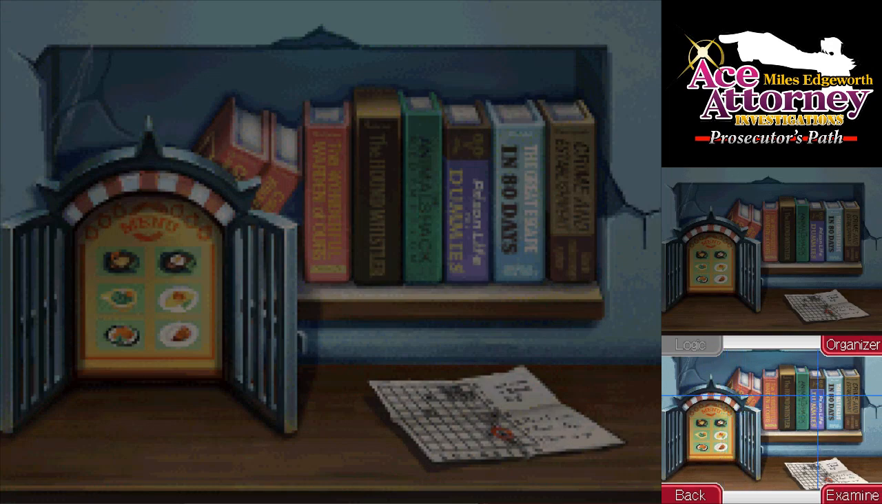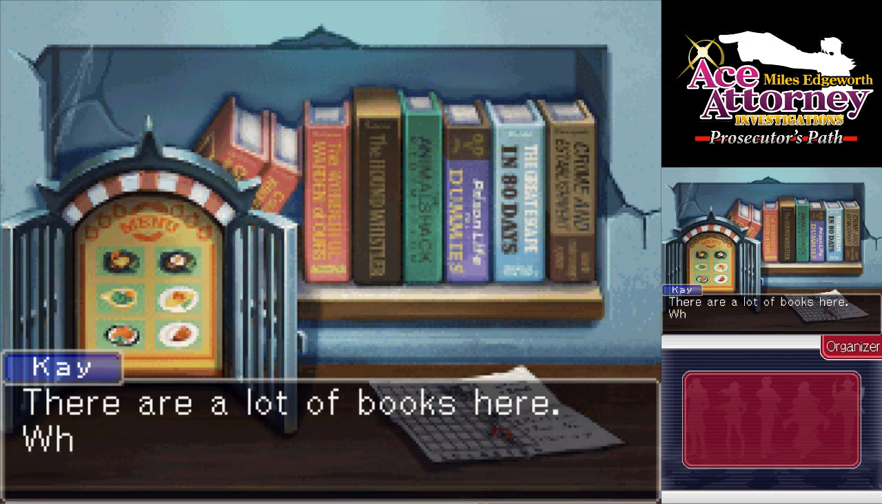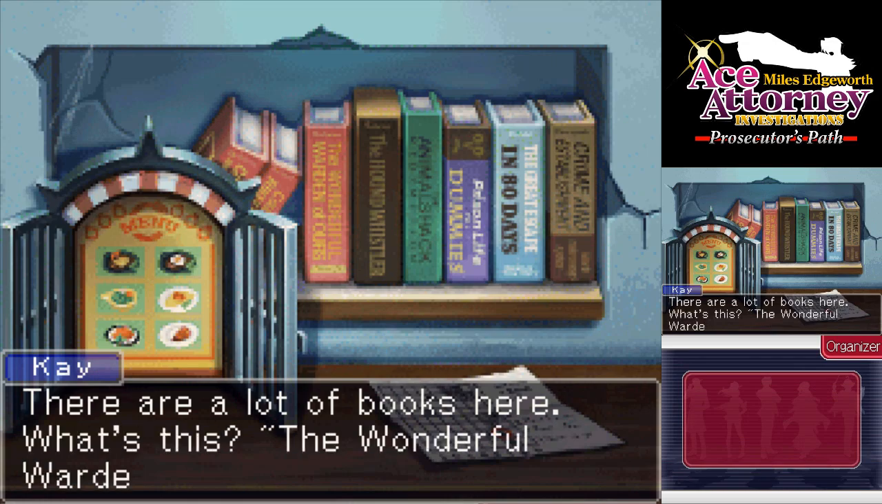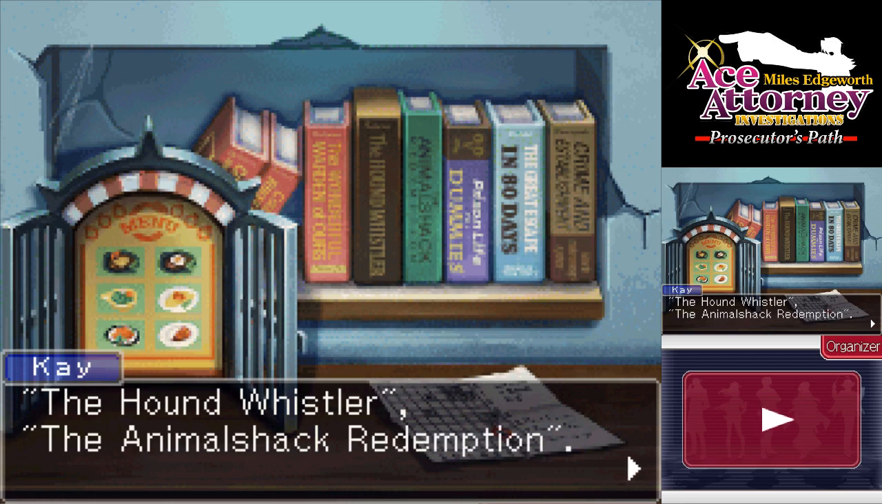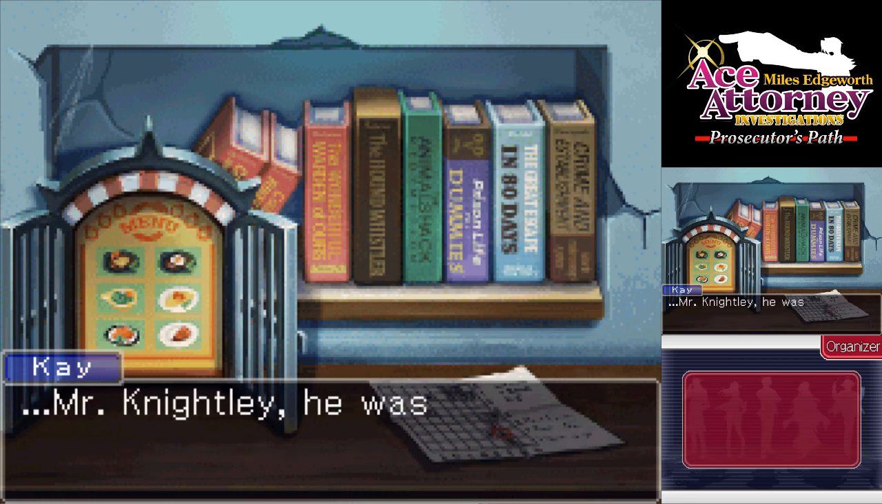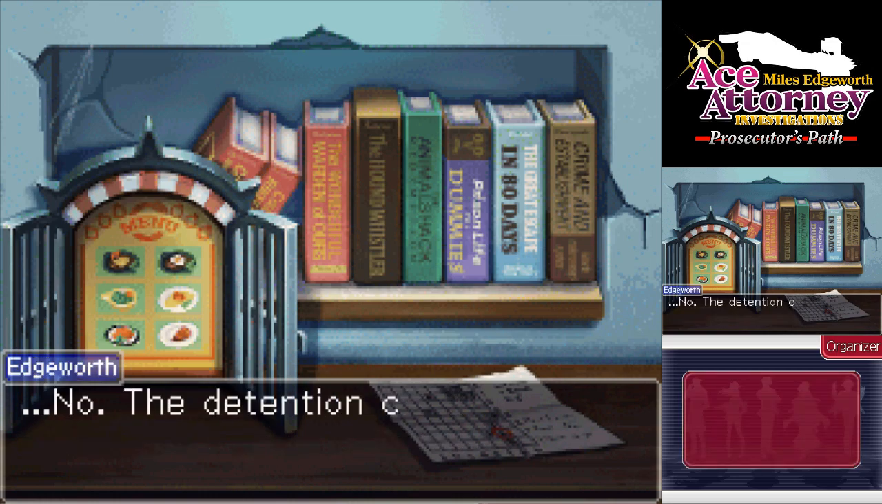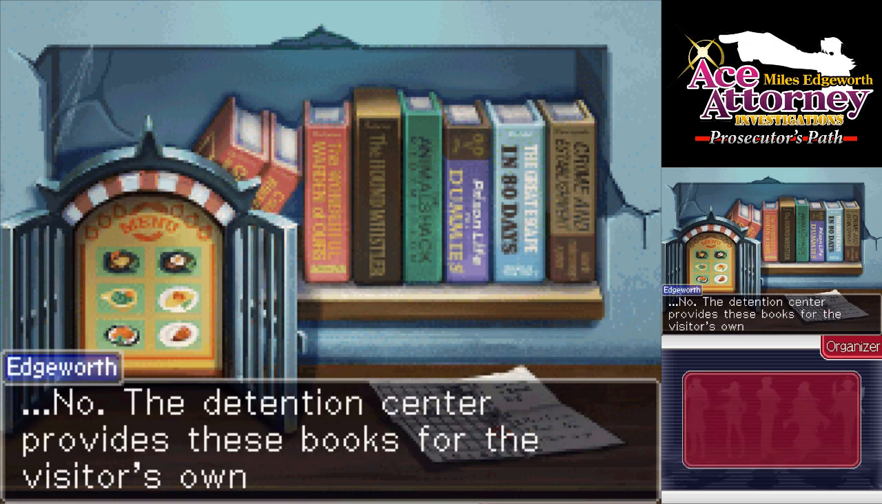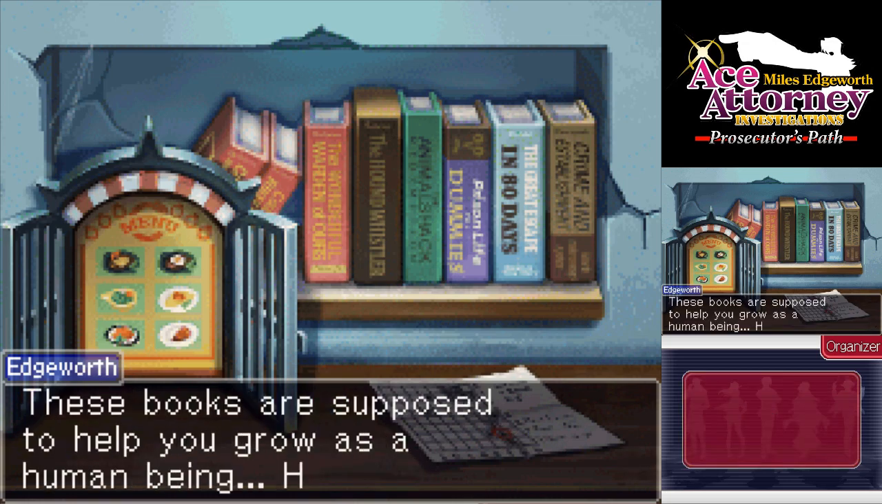Let's see, we got Prison Life for Dummies. Okay, this is cool. There are a lot of books here. What's this? The Wonderful Warden of Ours? The Hound Whistler? The Animal Shack Redemption? Mr. Knightley, he was a surprisingly good person. No, the detention center provides these books for the visitor's own edification. These books are supposed to help you grow as a human being.